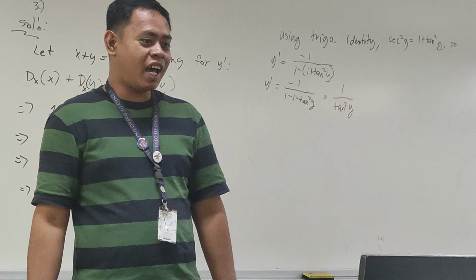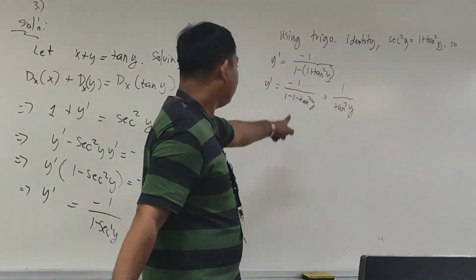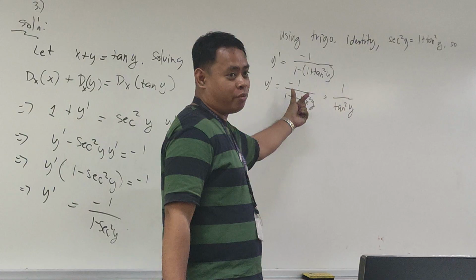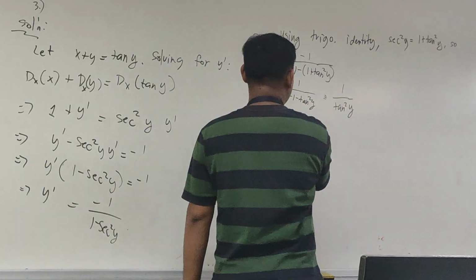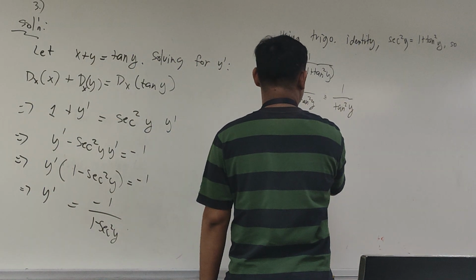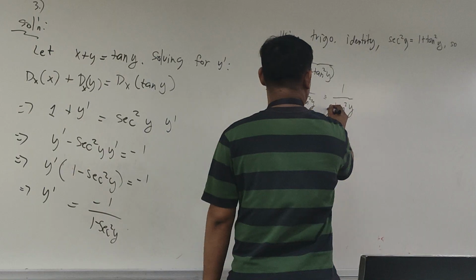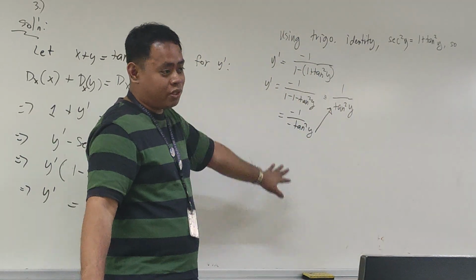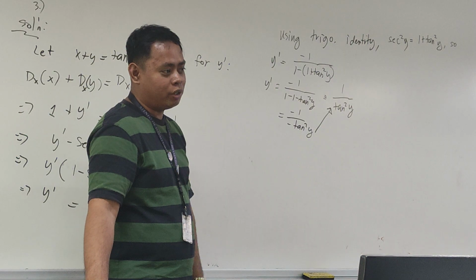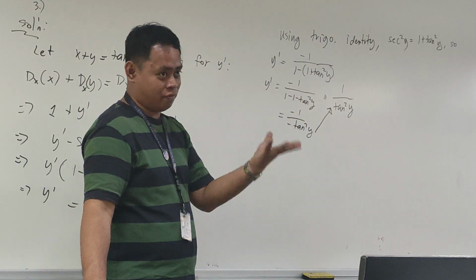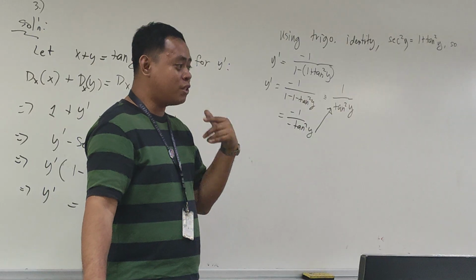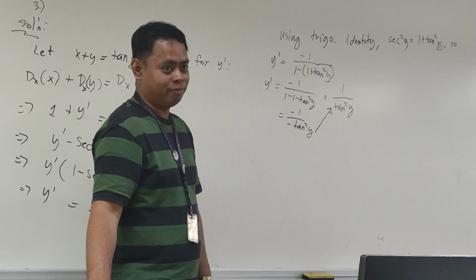Negative divided by negative. You have negative here, this is negative tangent squared y, so negative 1 over negative tangent squared y. Pwede mong i-factor out yung negative 1 sa tan squared. Negative divided by negative number is always positive. Multiplying two negative numbers is always positive.